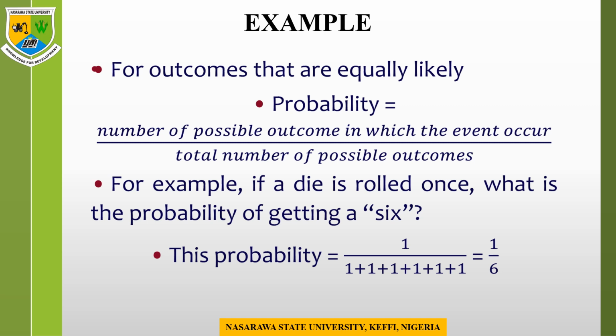For example, if it is a die, the number of possible outcomes in which the event occurs is 1, and the total number of possible outcomes is 6. So if a die is rolled once, what is the probability of getting 6? This means it is 1/6. You can see it is 1 over 6, because it has how many sides? 6.